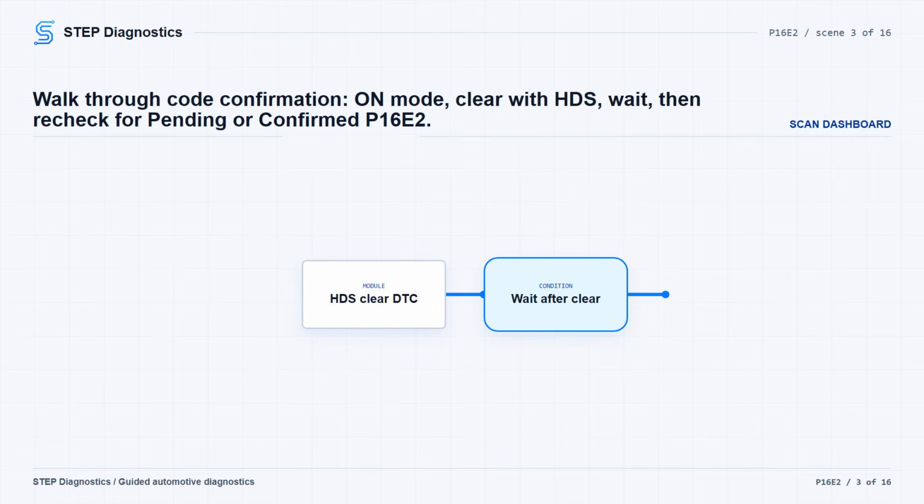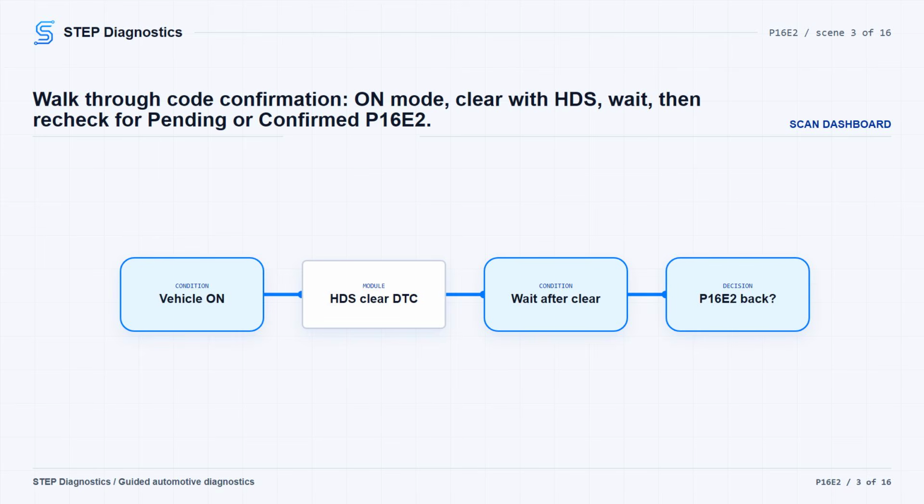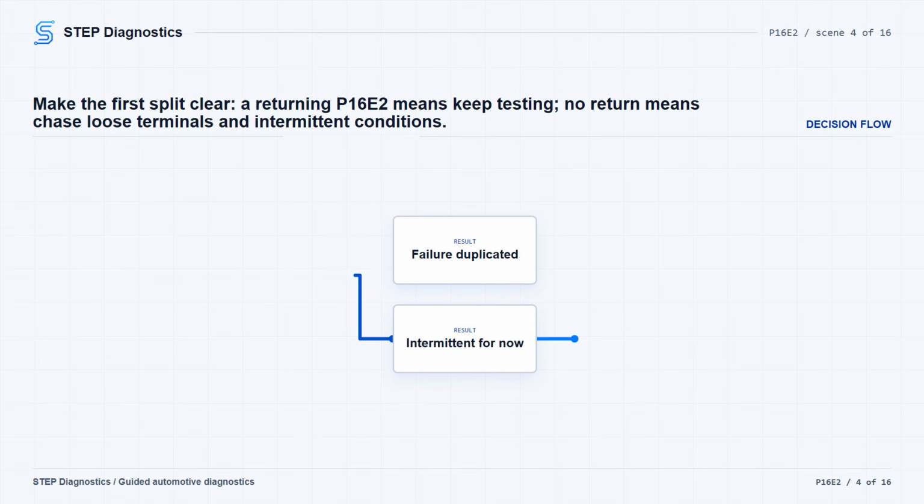Start by confirming the code. Turn the vehicle to the on mode, clear the DTC with the HDS, wait for 10 seconds and then check for pending or confirmed DTCs again. If P16E2 comes right back, the failure is duplicated and you can keep moving through the test path. If it does not return, treat it as intermittent for now.